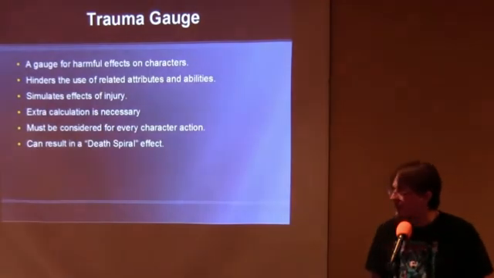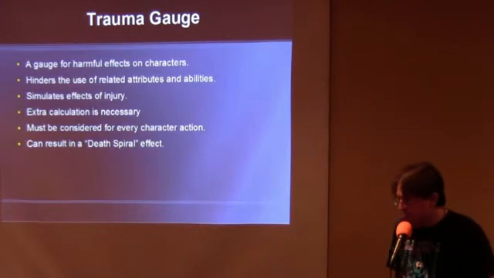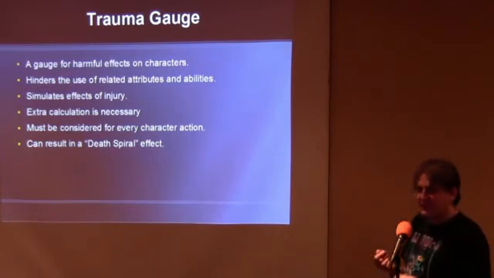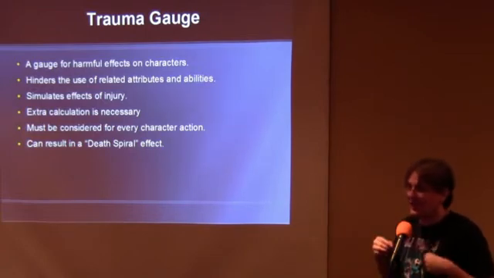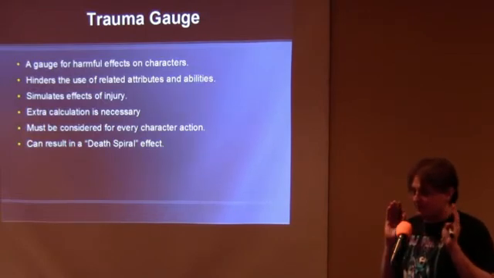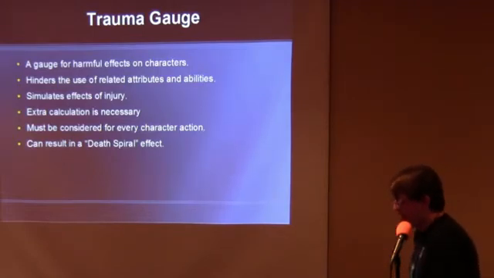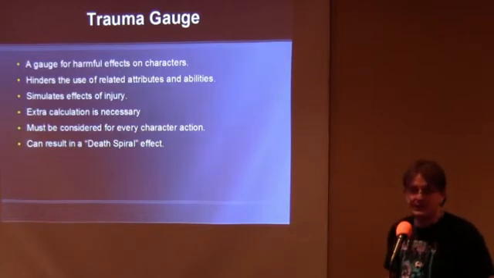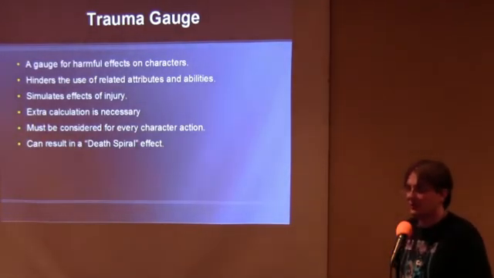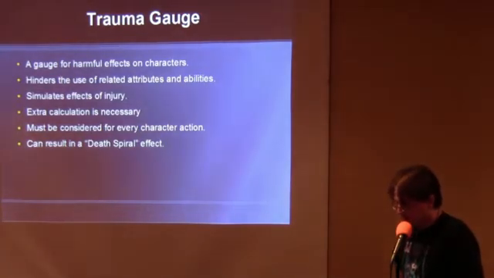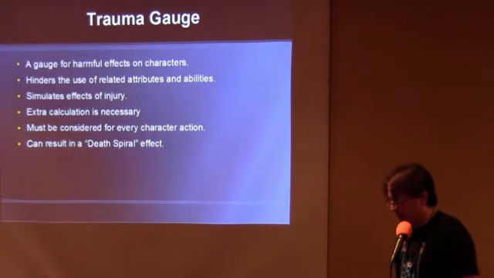Trauma gauge, getting right into it, from what you were talking about. It's a gauge for harmful effects on characters, hindering the use of related abilities and attributes. It simulates the effects of injury. It makes it a little harder to figure out what's going on in the middle of combat, because for everything you do, it's like, okay, my trauma gauge says this, so I'm at -2 or whatever. Like in White Wolf's system, when you take wounds, you progressively get more penalties as you're wounded. So it must be considered for every character.